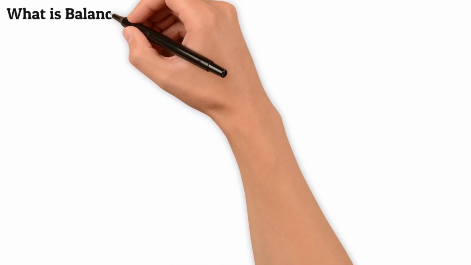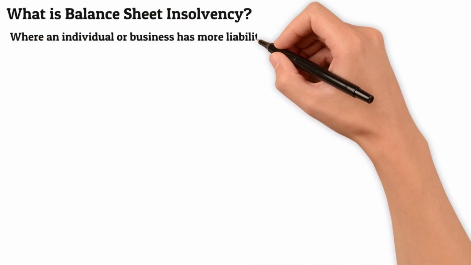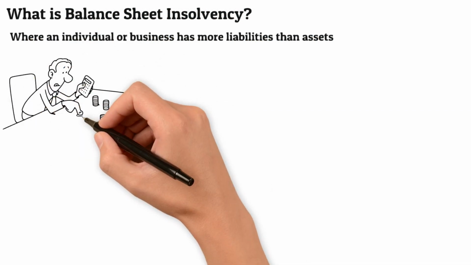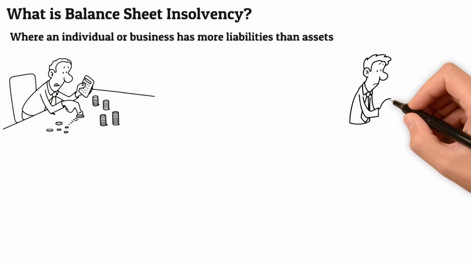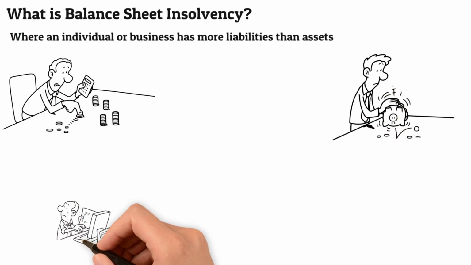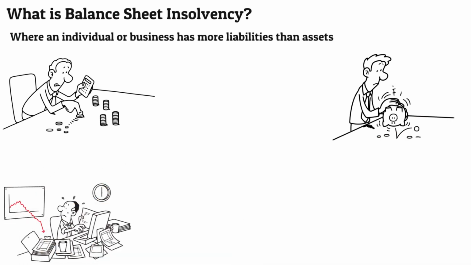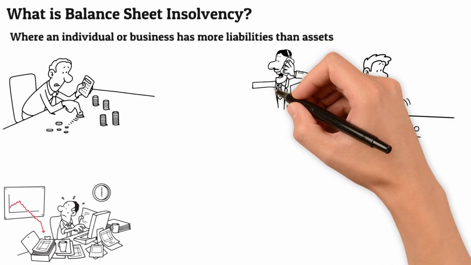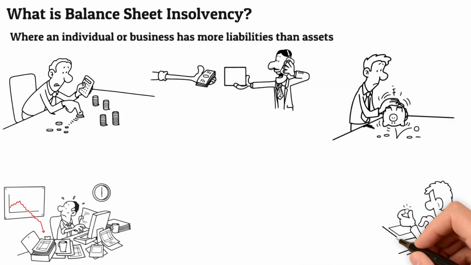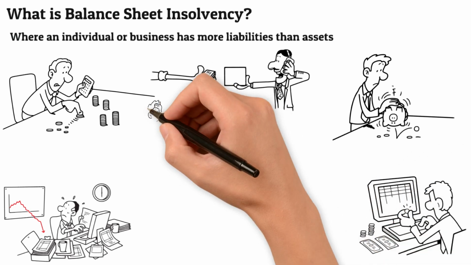What is balance sheet insolvency? Balance sheet insolvency is a term used to describe a financial situation where an individual or business has more liabilities than assets. This can occur when a company has taken on too much debt and does not have enough equity to cover it. It can also occur when the value of assets decreases, making it difficult for an individual or company to pay their debts. In such cases, insolvency proceedings may be launched in order to help the individual or business get back on track.